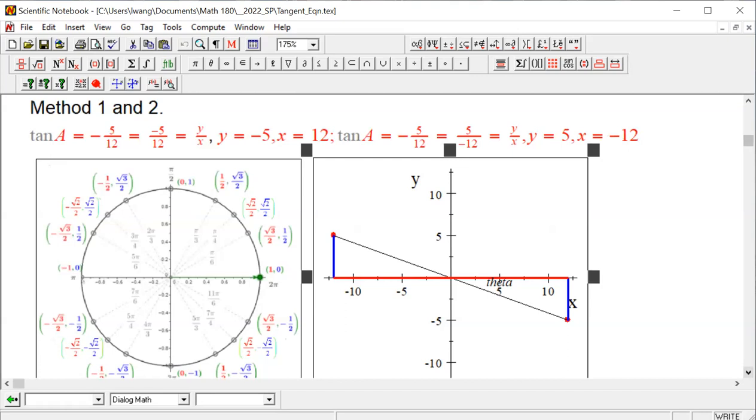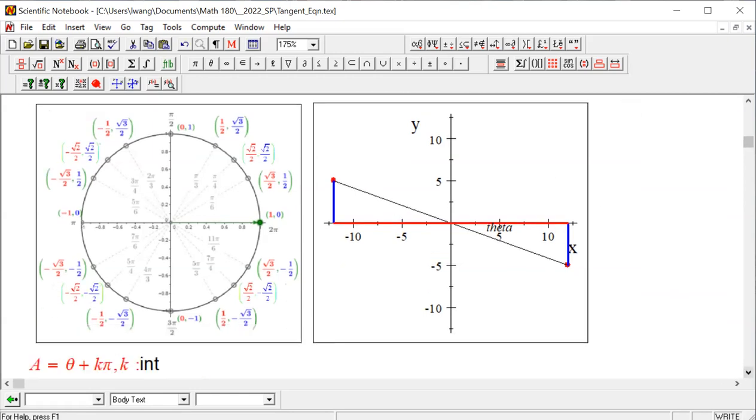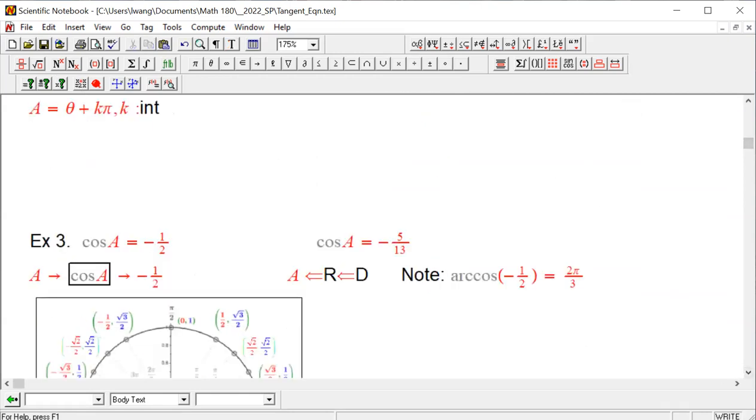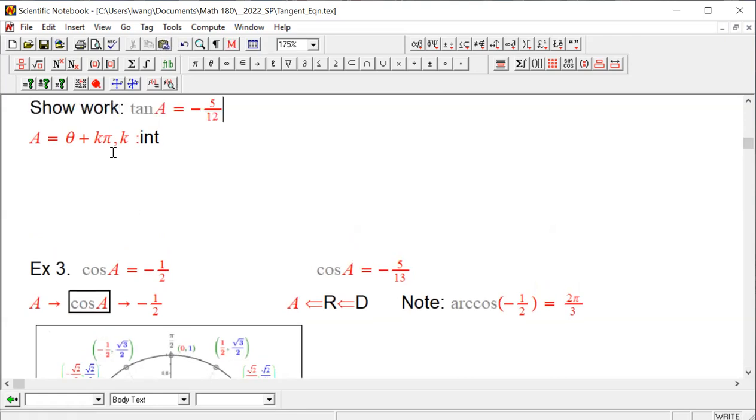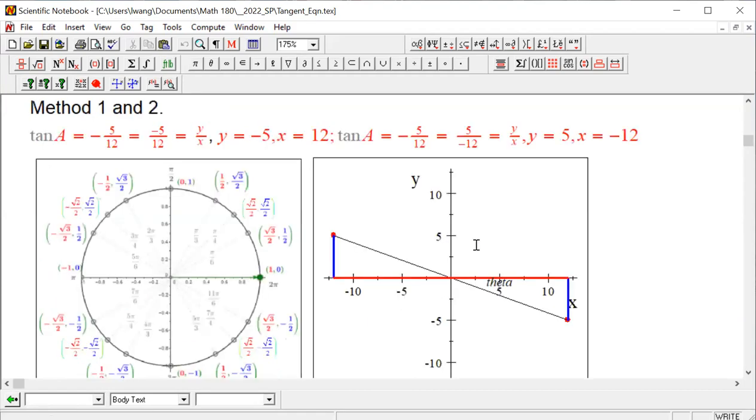Okay, how do we show work for this piece? So here's the question, and that's the answer you've given. So what do you need to attach? You just need to attach this picture.